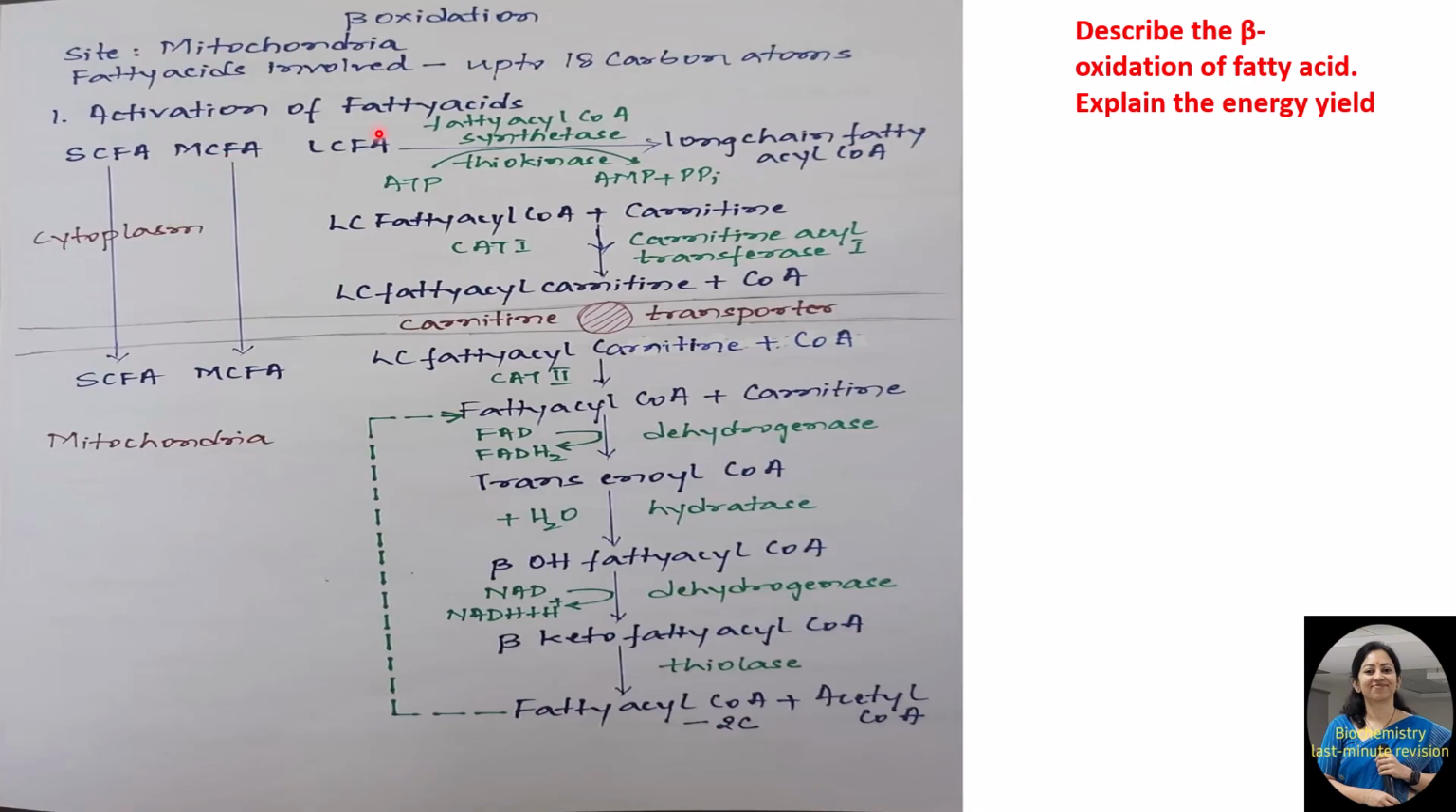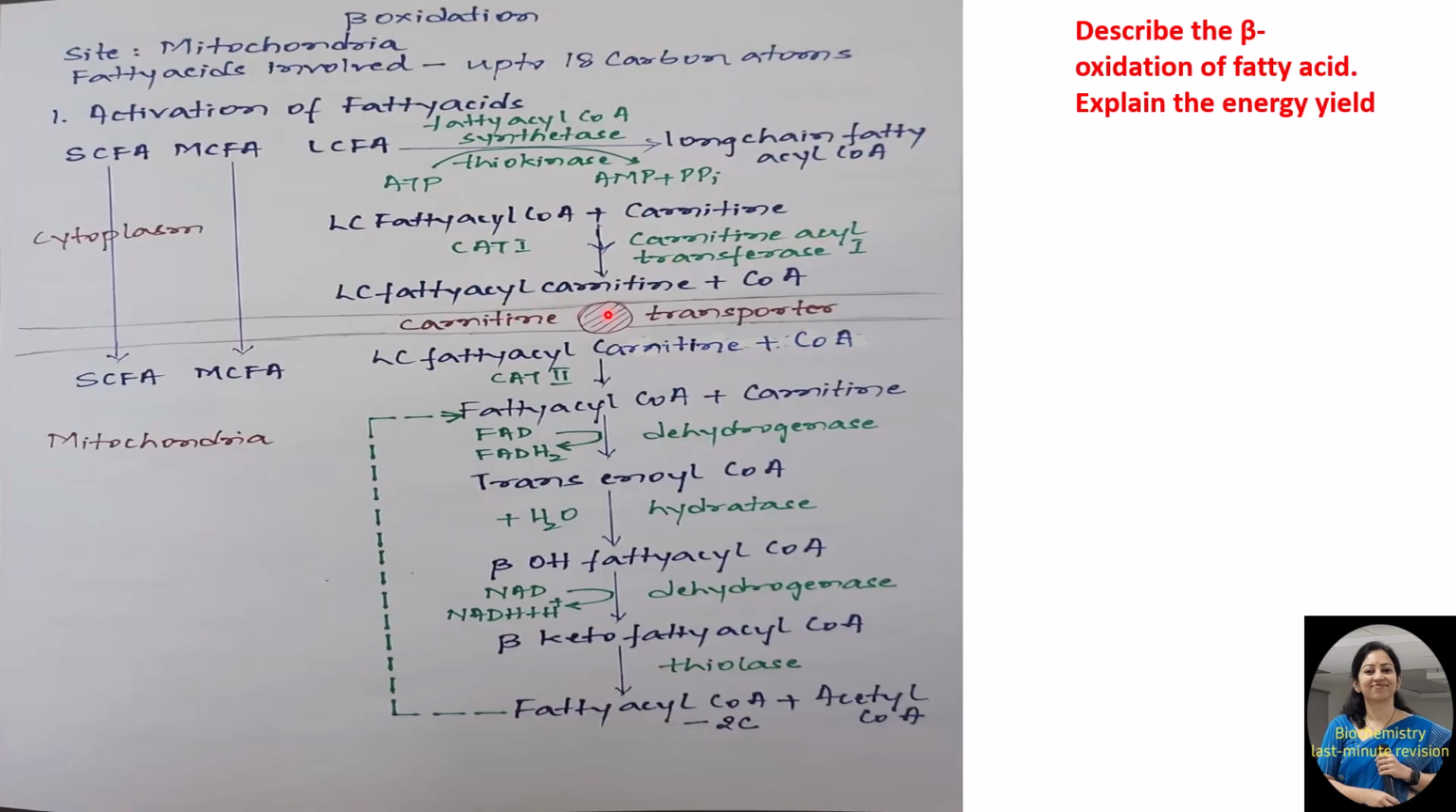Whereas the long chain fatty acids undergo activation with the help of the enzyme thiokinase or fatty acyl CoA synthetase. As the name synthetase states, it requires energy from ATP hydrolysis, and this ATP is hydrolyzed to AMP and inorganic pyrophosphate, which drives the reaction forward and activates the fatty acids to long chain fatty acyl CoA. Now, this needs a special transport protein, and this transport protein is carnitine. Now, this fatty acyl CoA combines with carnitine to form fatty acyl carnitine, catalyzed by the enzyme carnitine acyl transferase.